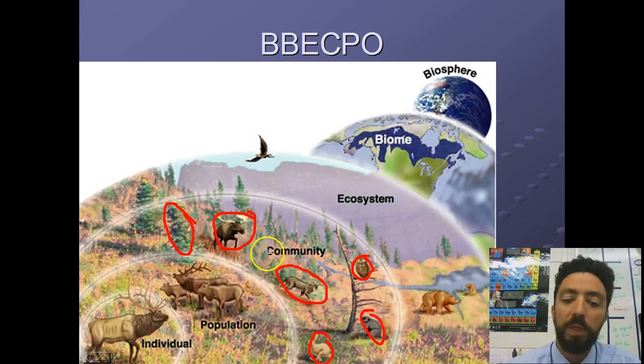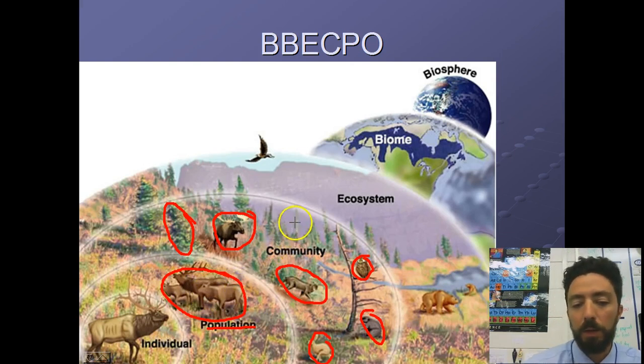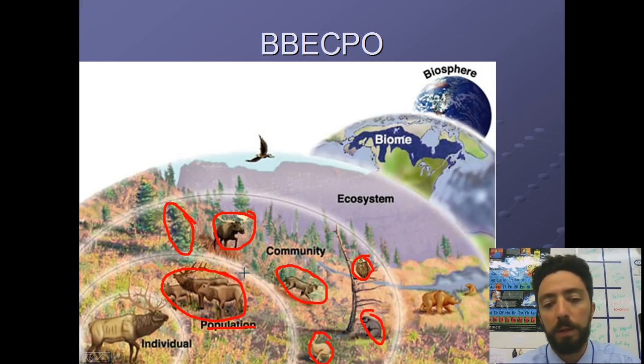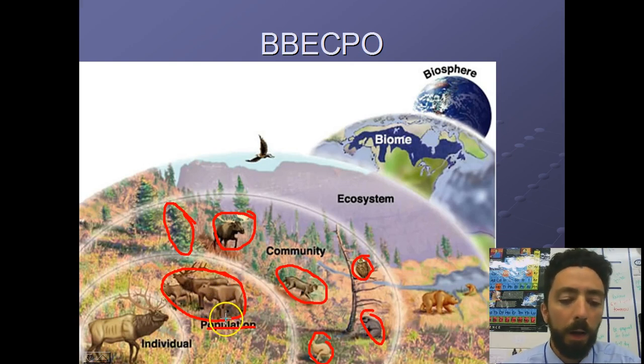Below community, or within the community, you've got populations of animals, and we've got a population of elk. A population would be all the elk living within this community, or within this ecosystem, or within this biome. So we kind of define how big of a scale we want. We might be talking about the population of humans on Earth, or we might be talking about the population of elk within Yellowstone National Park. But for a population, they all must be the same species, and they have to be interacting with one another.